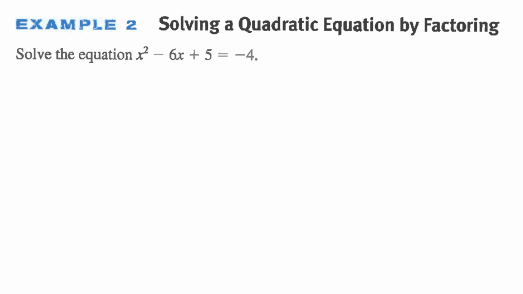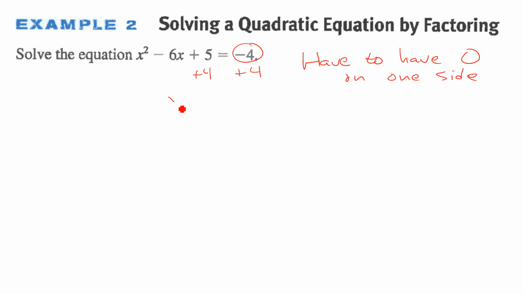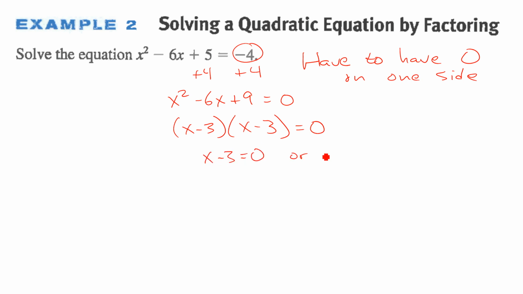Okay, so just a little twist on this is that you have to have 0 on one side before you factor. We would need to deal with this negative 4. We can do that by adding 5. x squared minus 6x plus 9 equals 0. This factors: x minus 3 times x minus 3 equals 0. So x minus 3 equals 0, or x minus 3 equals 0. So in both cases, we add 3.